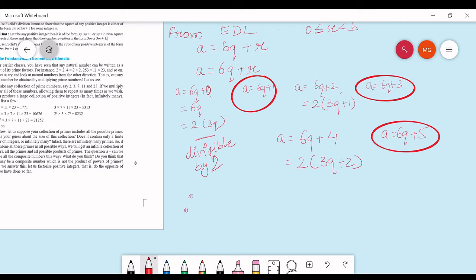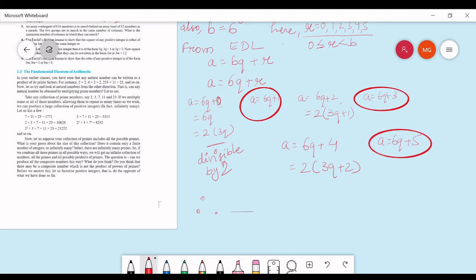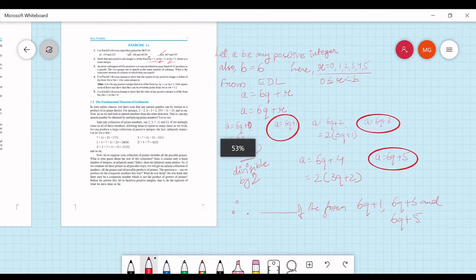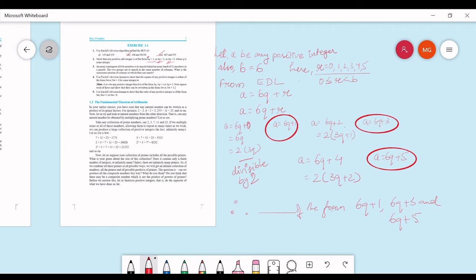Therefore, you can write the end statement by yourself of the form 6q plus 1, 6q plus 3, and 6q plus 5, right? So this was your question number 2. I hope you have understood. If you face any problem, you can contact me anytime, right?